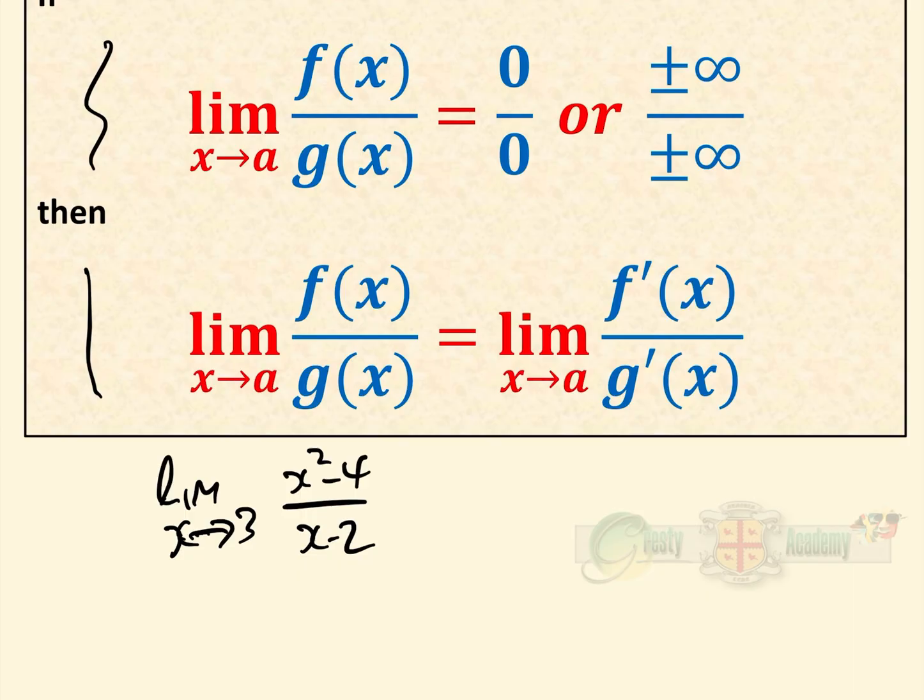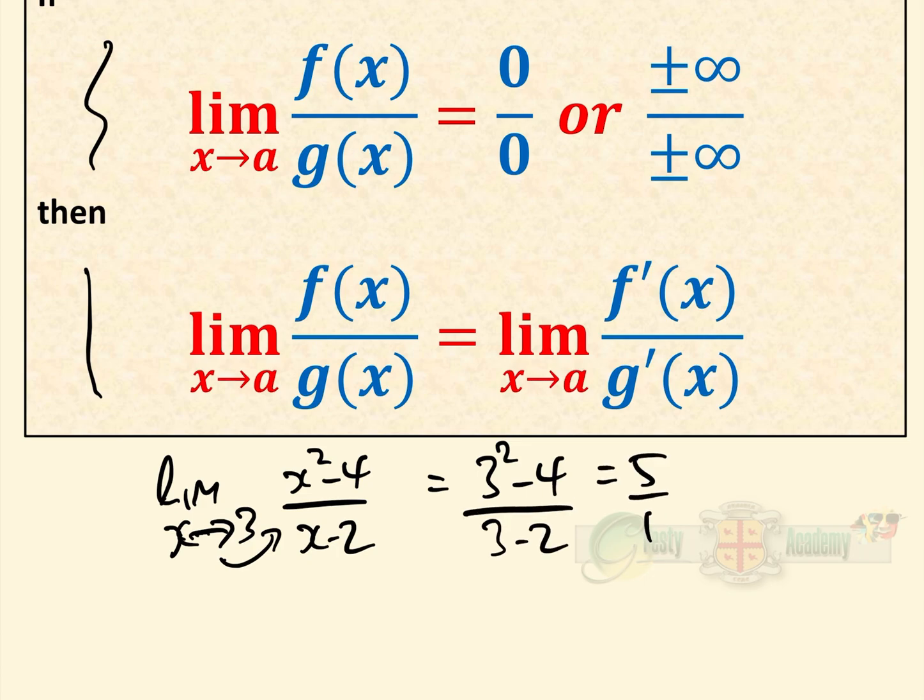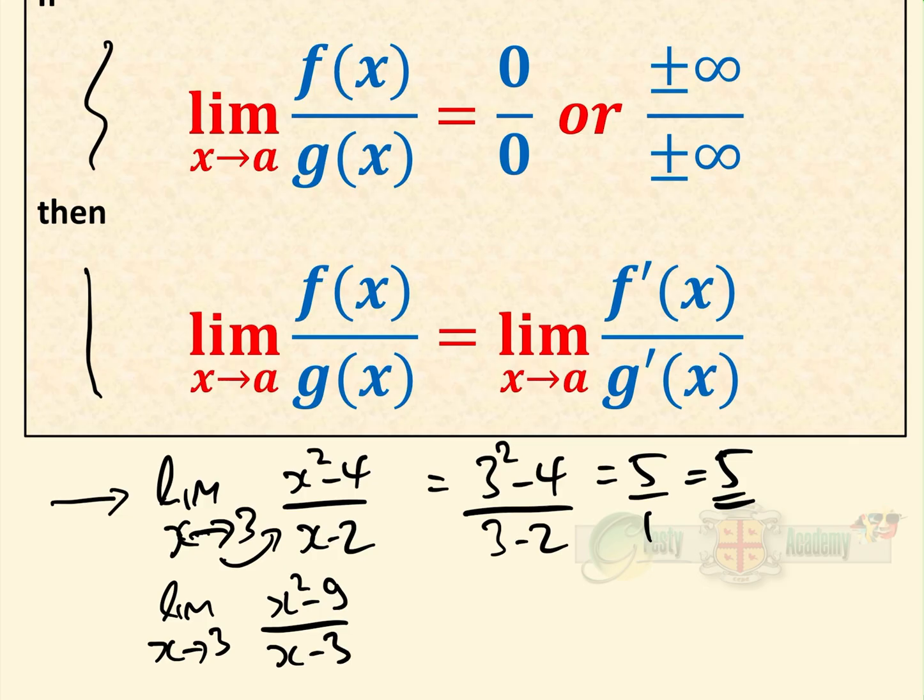Okay, well, all we do is we need to put x equals 3 into there, and that gives us 3 squared minus 4 over 3 minus 2, which equals 5 over 1, which equals 5. No problem at all. We don't need L'Hopital for that limit, but let's just change it slightly and we'll see why and when we might need L'Hopital. So let's have a look at the limit when x approaches 3 of x squared minus 9 over x minus 3.